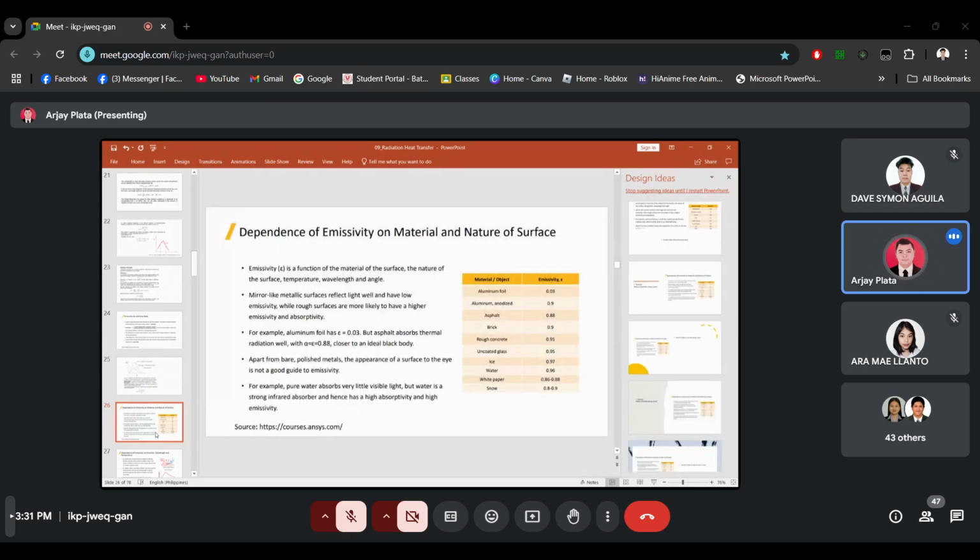And then, emissivity nagba-vary depende sa material. So emissivity is a function of material of the surface and the nature of the surface, temperature, wavelength, and angle. So pati temperature ay nakaka-apekto rin, or even the temperature have effect on emissivity.